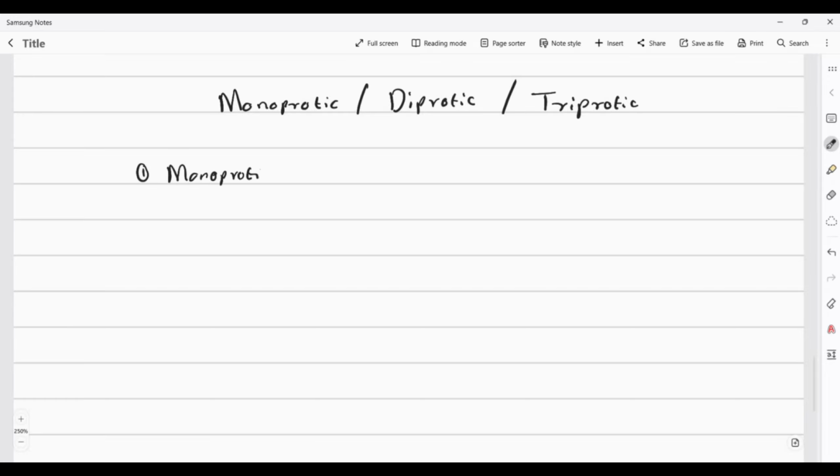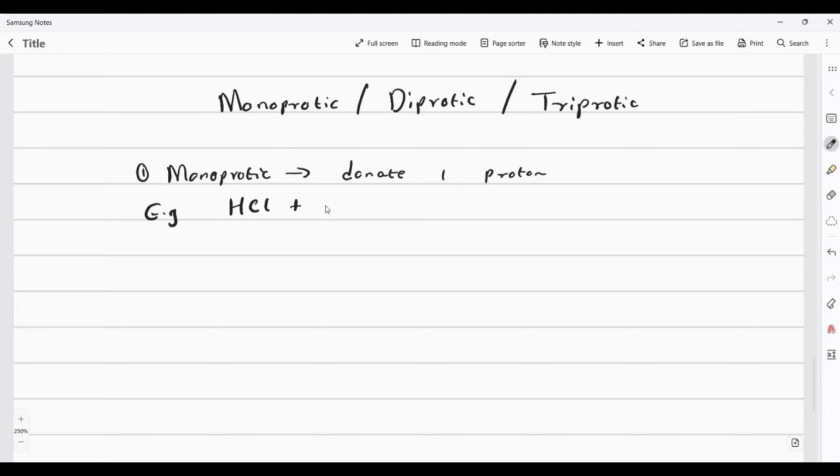So for this guy, monoprotic, this one donates one proton. Okay, so let's say for example, we have our acid which is HCl. This is a monoprotic acid. HCl only donates one proton and then the reaction is complete.